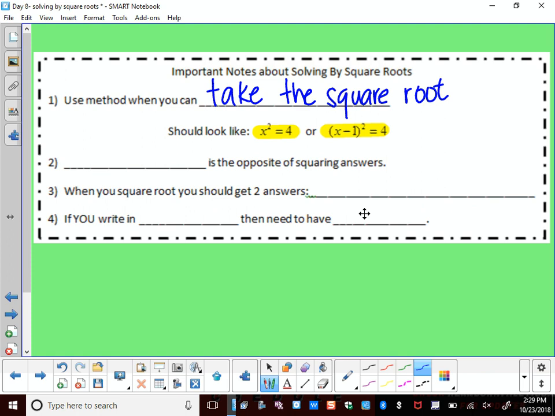Step 2. Square root is the opposite of squaring answers. That means if we have 5 squared that equals 25, if we flipped it into the square root of 25, you'll get 5. They're just opposites of each other.